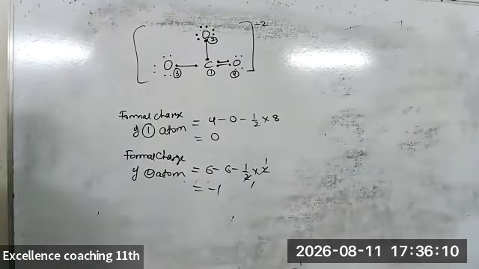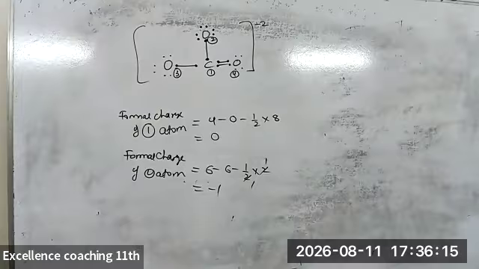Done? Do it fast. -1, 0, but find the overall charge. CO3 2 minus. Sorry, -1 to minus, same thing. What is equal to? You have to put is equal to. Understanding? Good.